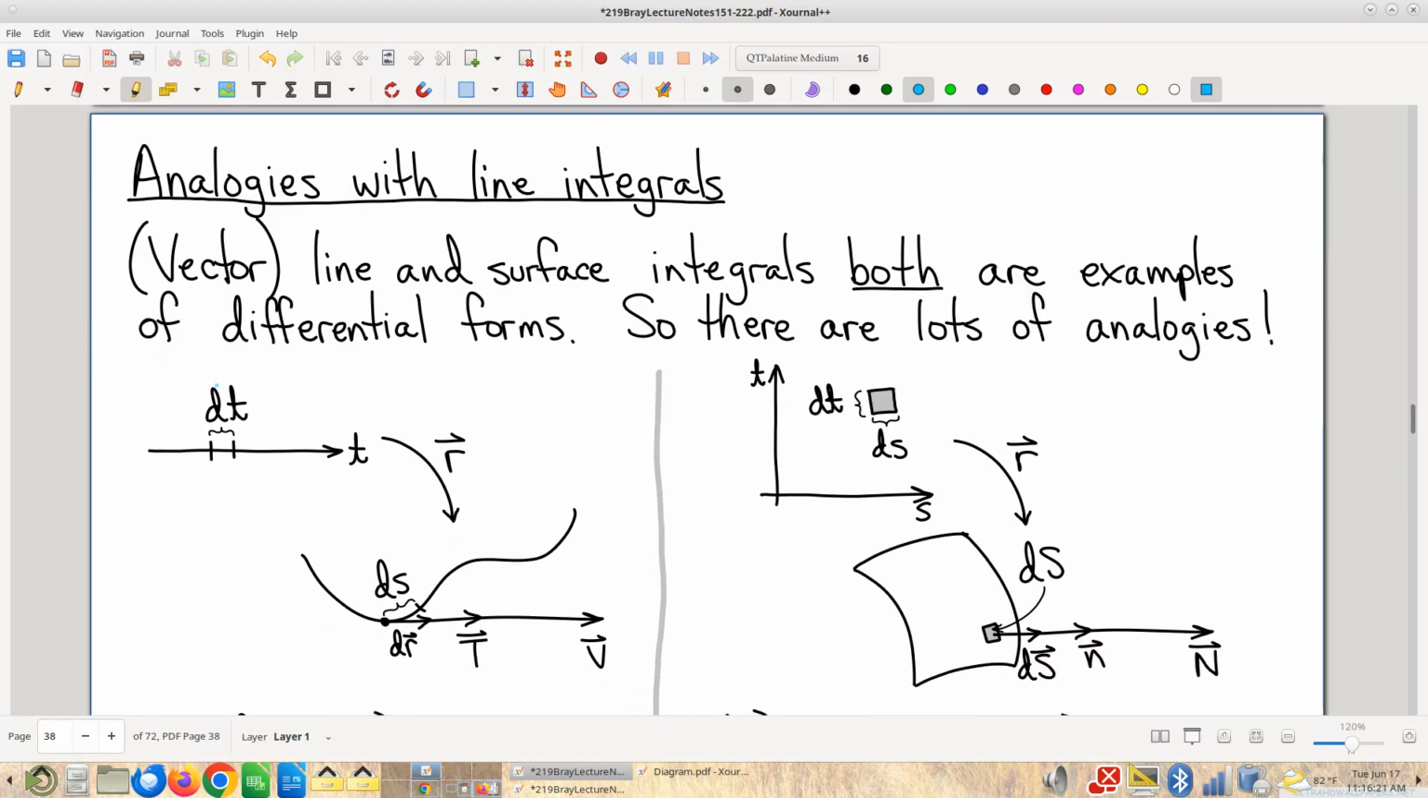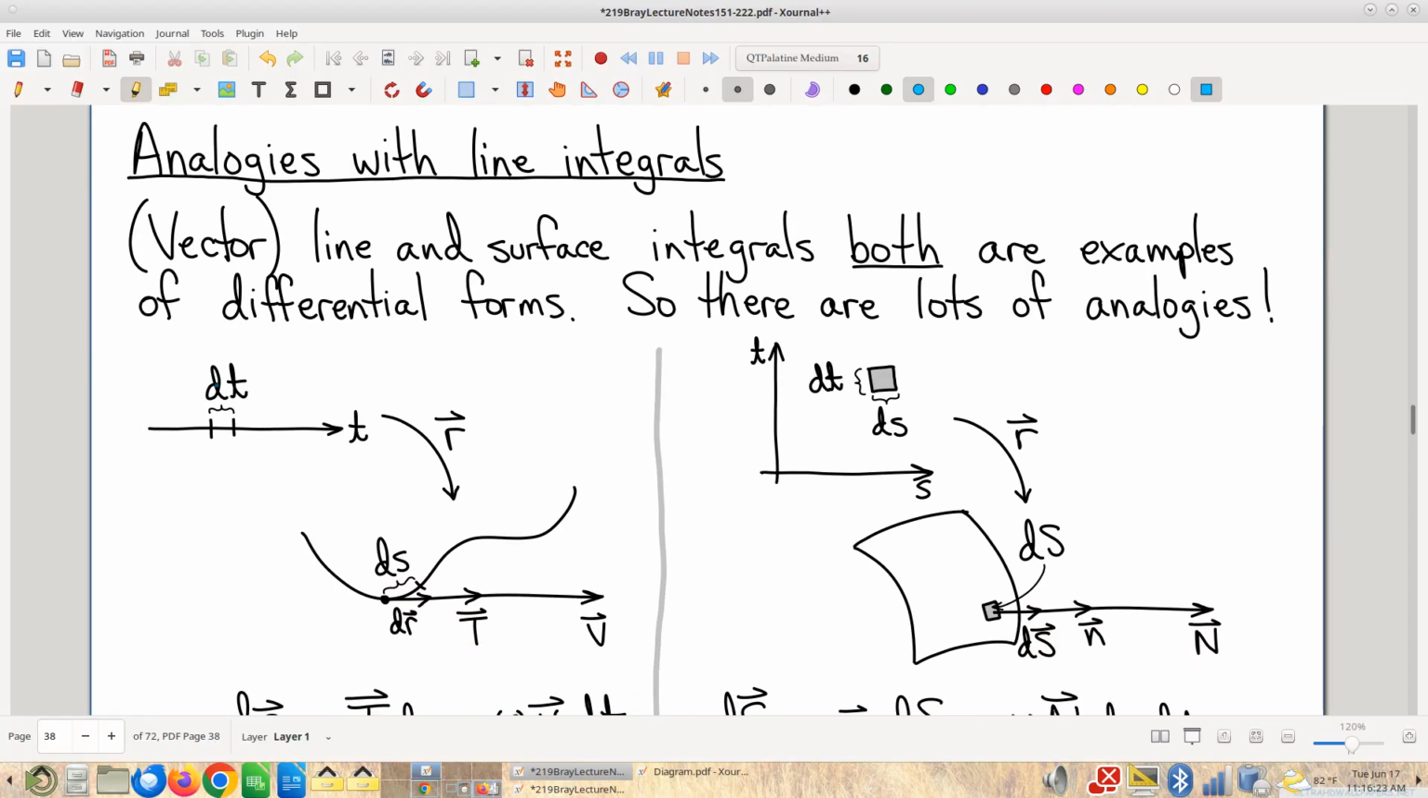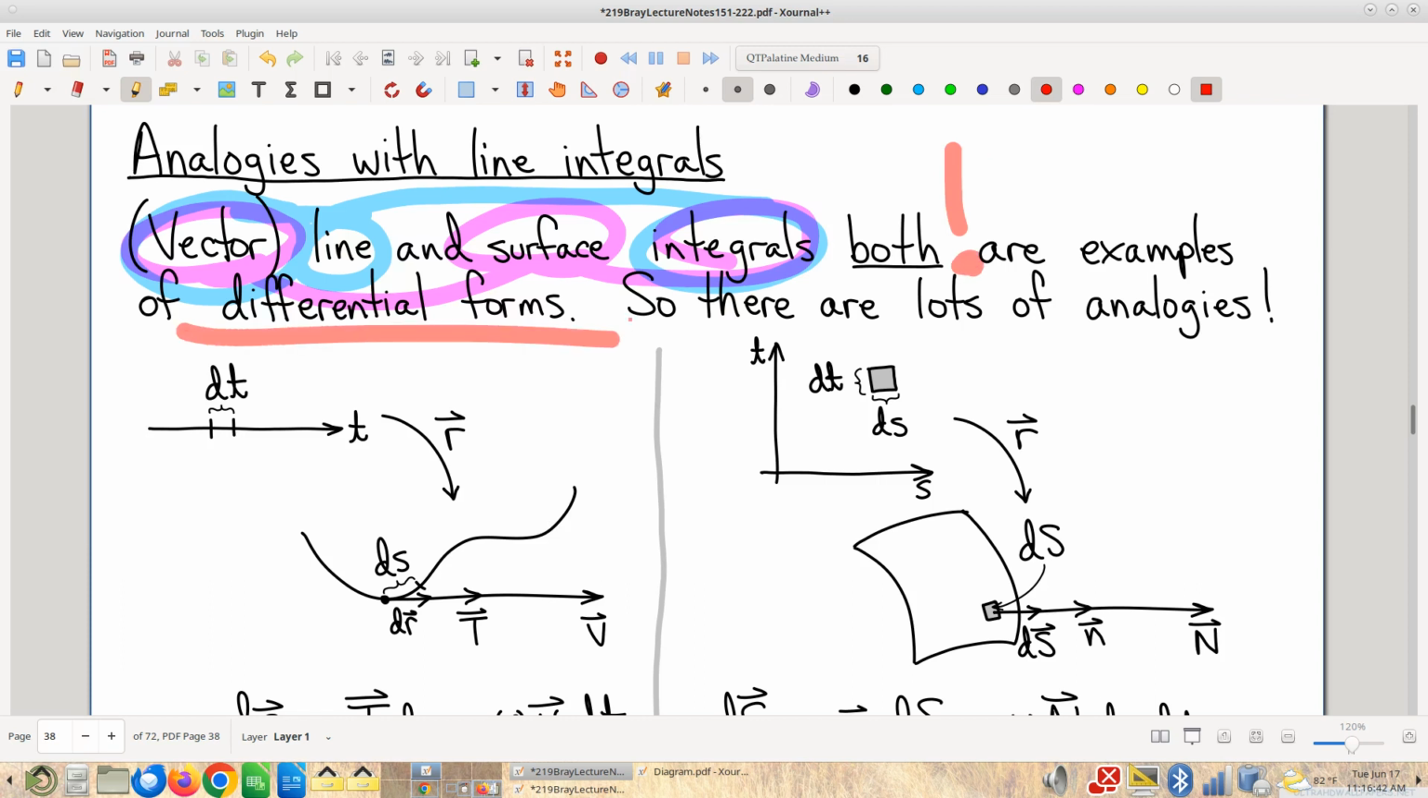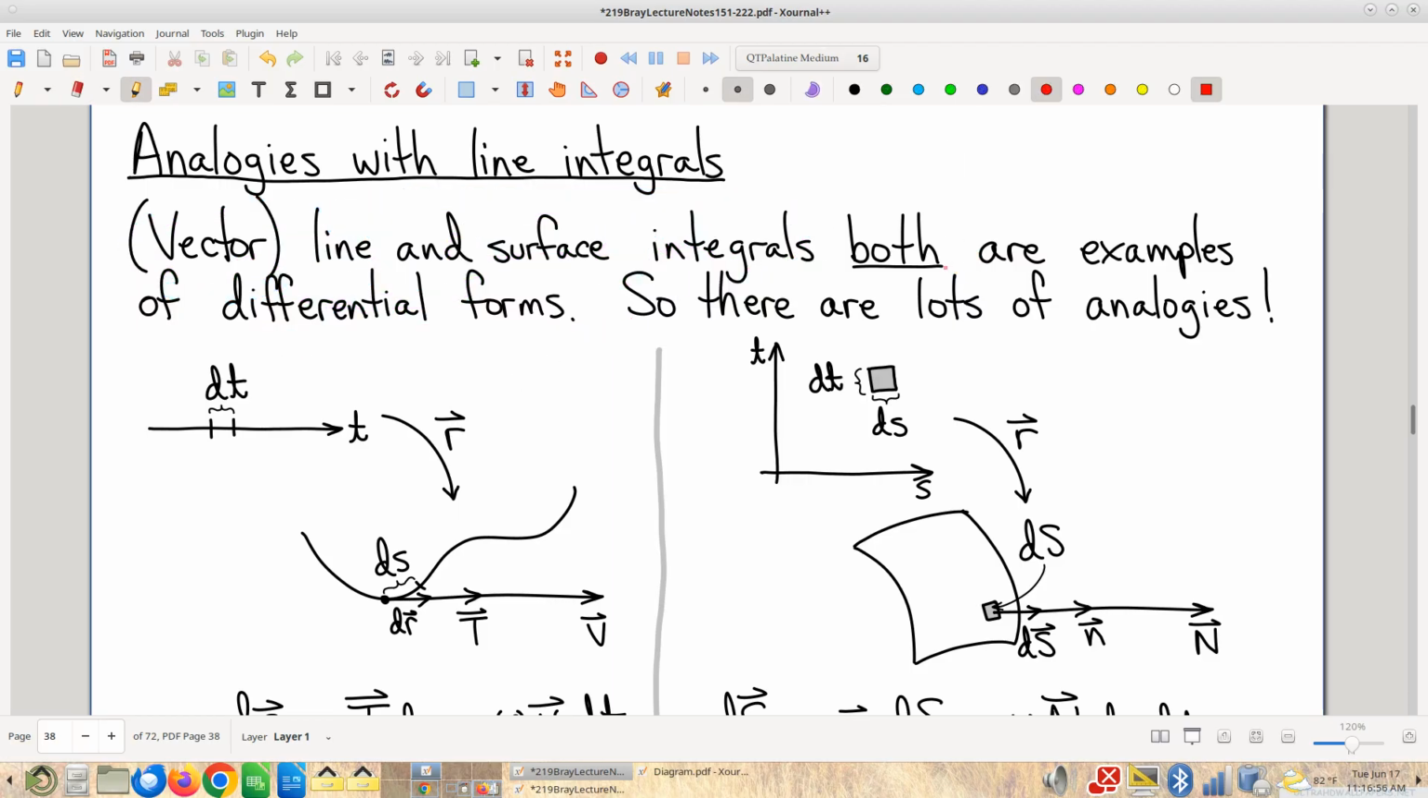Okay. This is a neat little page here. You probably noticed already, when we were talking about vector line integrals and when we were talking about vector surface integrals, in both of those conversations, we talked about how it's basically differential forms. In the context of describing coordinate line and surface integrals, they're basically integrals of differential forms. Well, okay, so that means they're two special cases of the same thing.